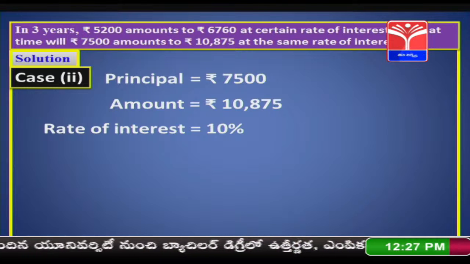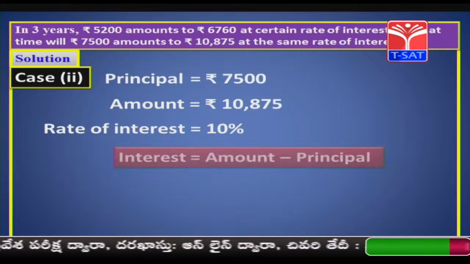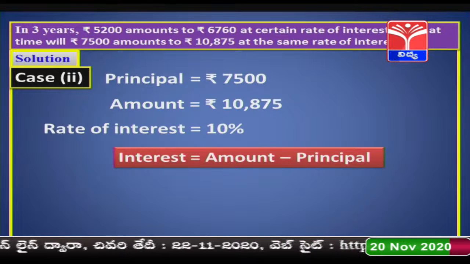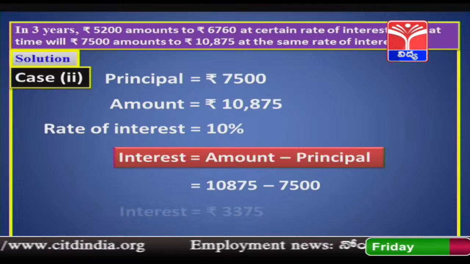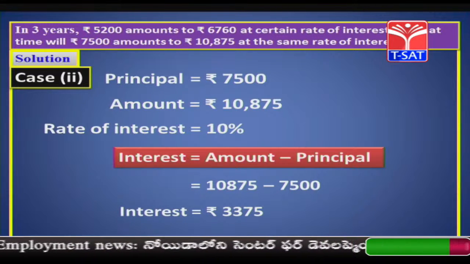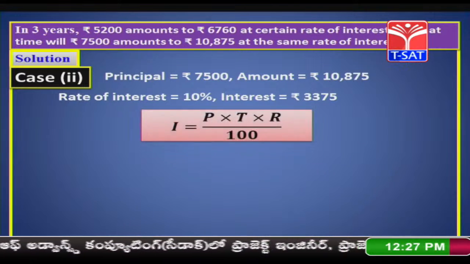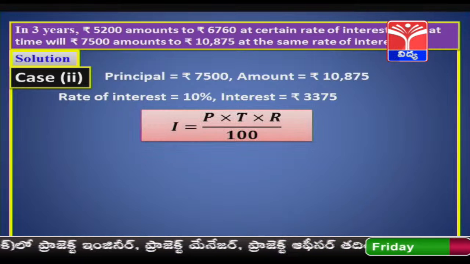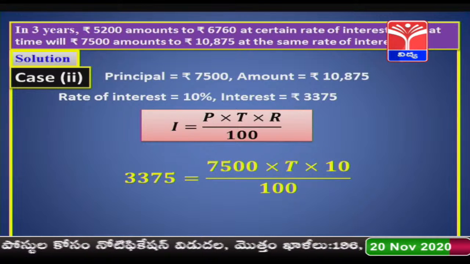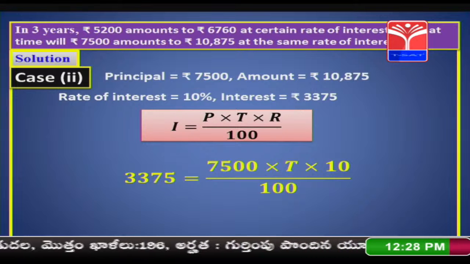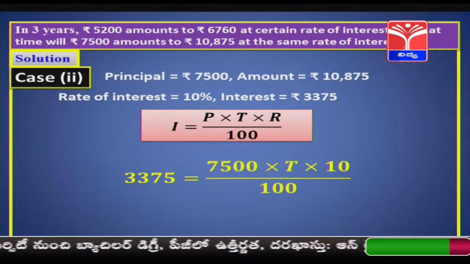Now, what we need to calculate in the second case? Yes, we need to calculate the time taken. So, again we will find out the interest using the formula amount minus principal. So, that is 10,875 minus 7,500. On subtracting, we get the interest as 3,375 rupees. So, let us calculate the value of T using the formula I equal to P into T into R by 100. I is 3,375 equal to principal 7,500 into time period T, which we are calculating, into rate of interest 10 divided by 100.